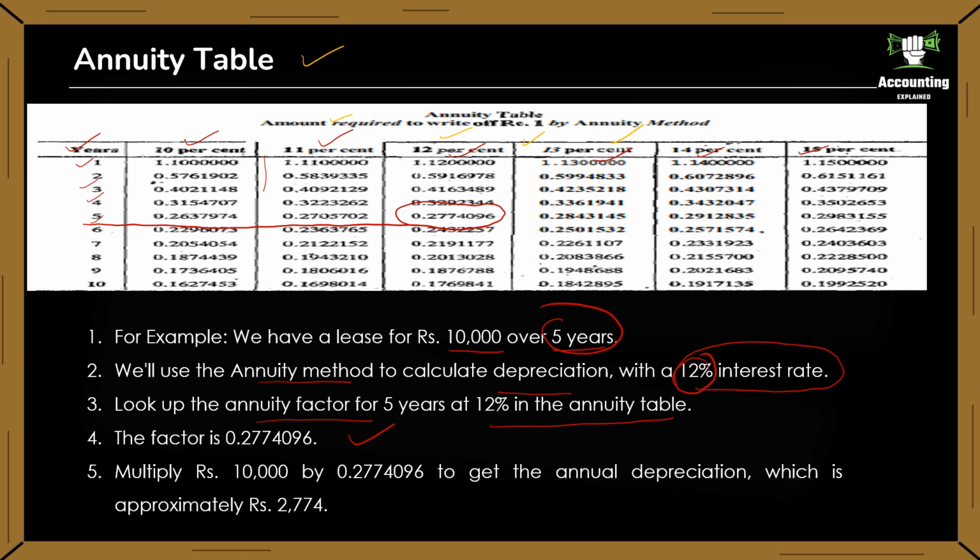So when we go till the 12%, the annuity factor comes to 0.2774096. So we have to multiply 10,000 by 0.2774096. You get the annual depreciation as 2774, which will be uniform, the same for the next 5 years. Usually they will give this factor in the question, but if they have not given the factor and have given only the annuity table, then you will be able to solve the question as you know how to see the annuity table.